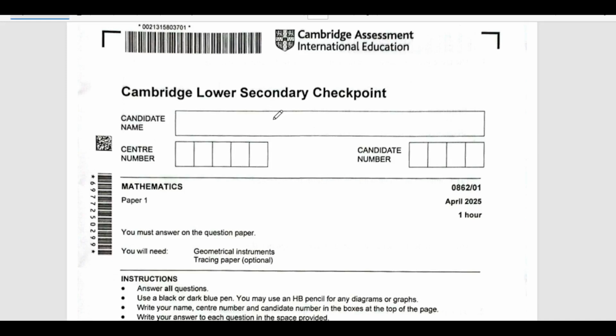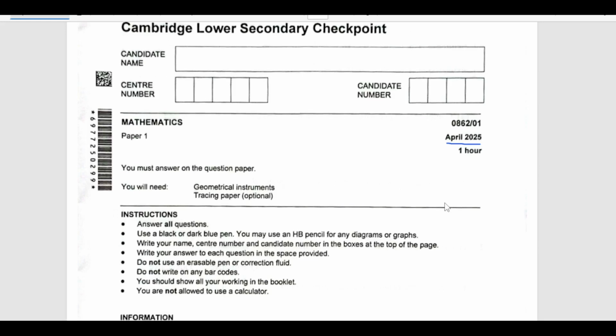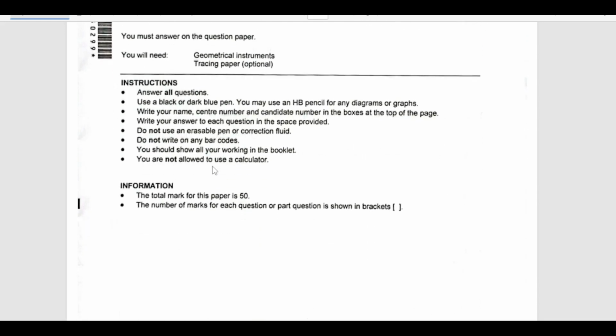This is Cambridge Lower Secondary Checkpoint, paper 1 mathematics from April 2025, the one done in the last series. This is paper 1, so you are not allowed to use a calculator. The total marks for this paper is 50 and you will be shown every mark in the bracket on the right hand side. But you can use geometrical instruments and tracing paper. The other instructions you can see are the instructions for all the papers that you do.